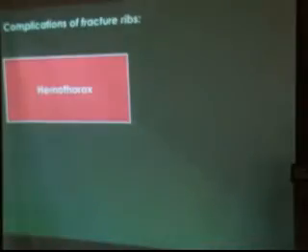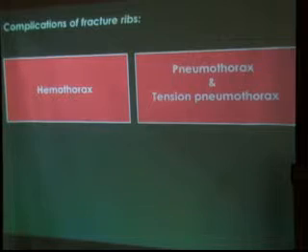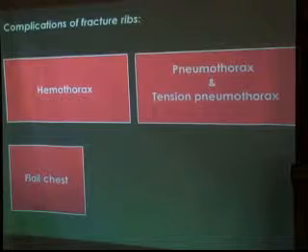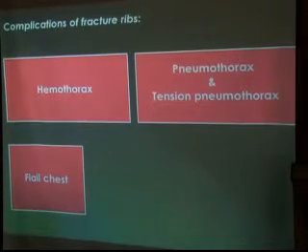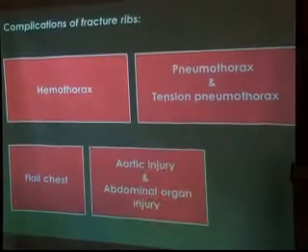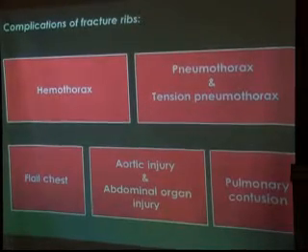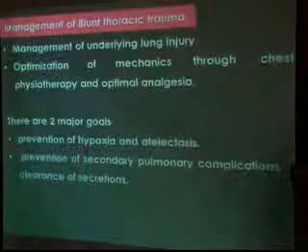Complications of fractured ribs: hemothorax, pneumothorax and tension pneumothorax; flail chest, which is the most serious complication of blunt thoracic chest wall injury. The incidence of flail segment is 10 to 15% in patients with major chest trauma. Also abdominal organ injury and aortic injury, and finally pulmonary contusions.